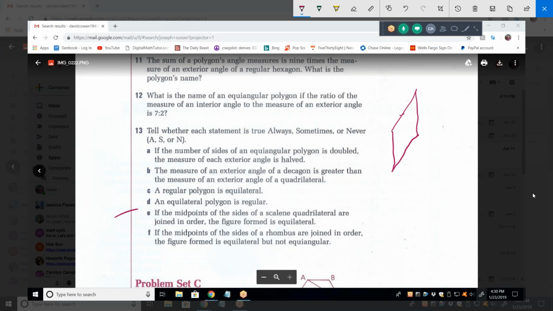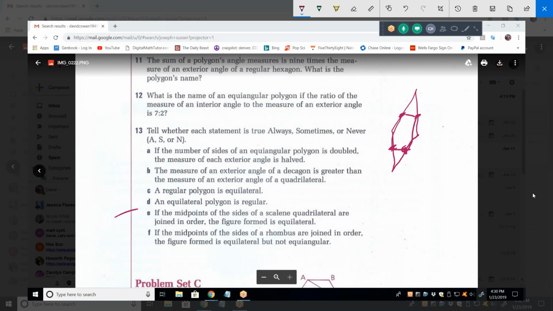And clearly that distance is smaller than that distance, right? And so the fact is that I can draw a rhombus whose midpoints do not create an equilateral quadrilateral.